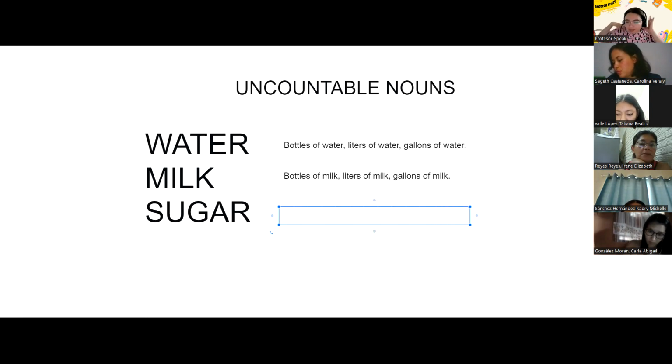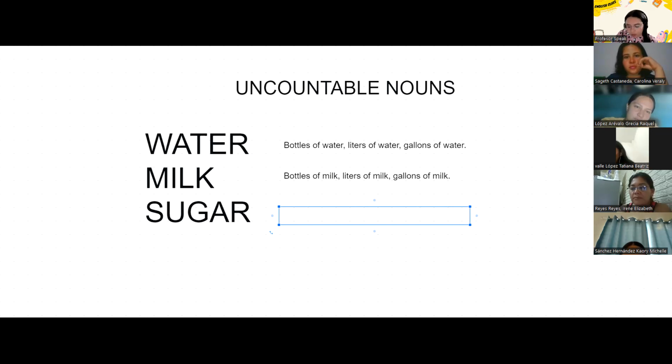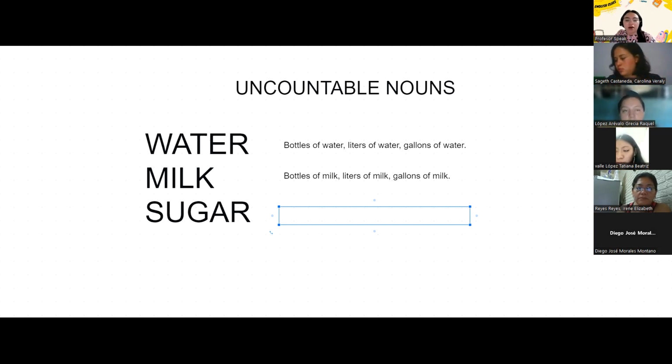¿Cómo se decía cucharada? La semana pasada lo vimos. ¿Cómo se decía cucharada? Do you remember? Hello? Nobody? Oh my God, no estuvieron en la clase. Tablespoon, exactly. Tablespoons of sugar. Cucharadas de azúcar. Bags of sugar, tablespoons of sugar, pounds of sugar, libras de azúcar, etc.